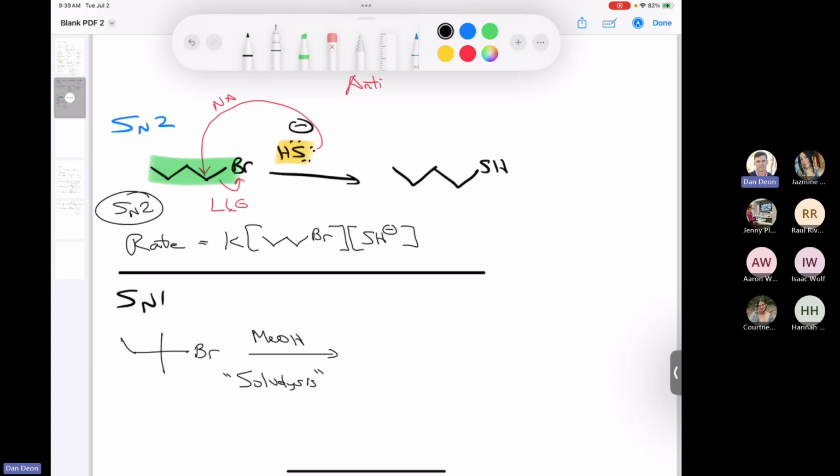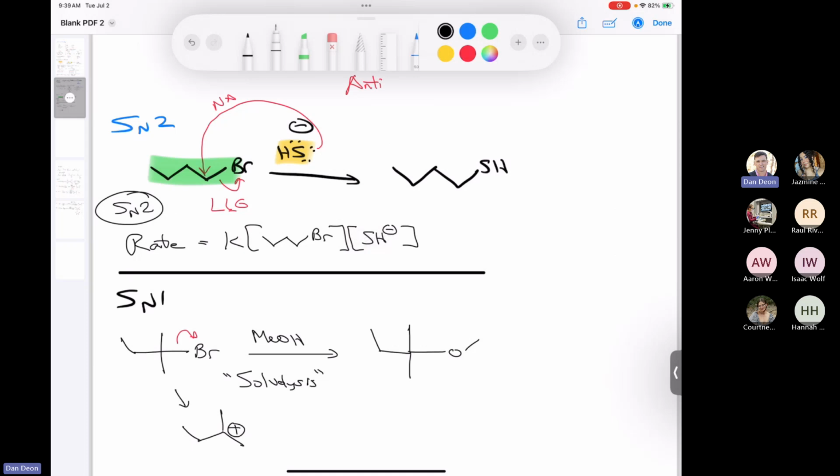But remember, in an SN1, it's not a concerted process. It happens one step at a time. First, the leaving group leaves. You would end up with, oh, I can switch my color here. You would end up with this carbocation that looks like this. And then the nucleophile would come in. And after the nucleophile comes in, you would end up with this methyl ether that's shown here. Maybe I can fix that bond. Okay, but that's the compound you would end up with.